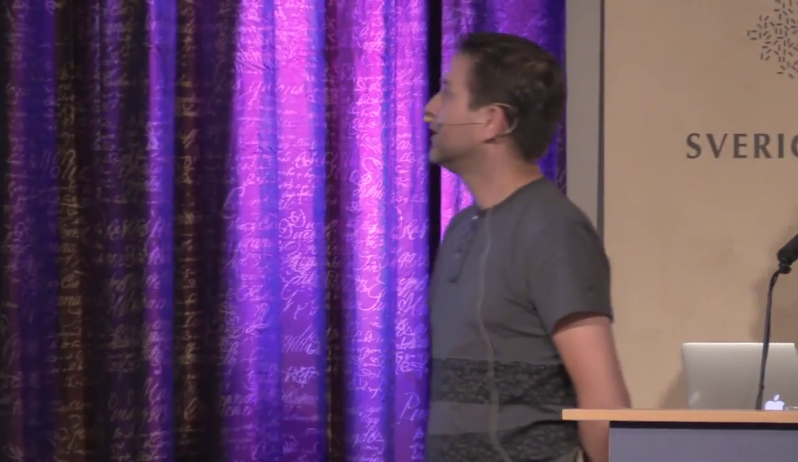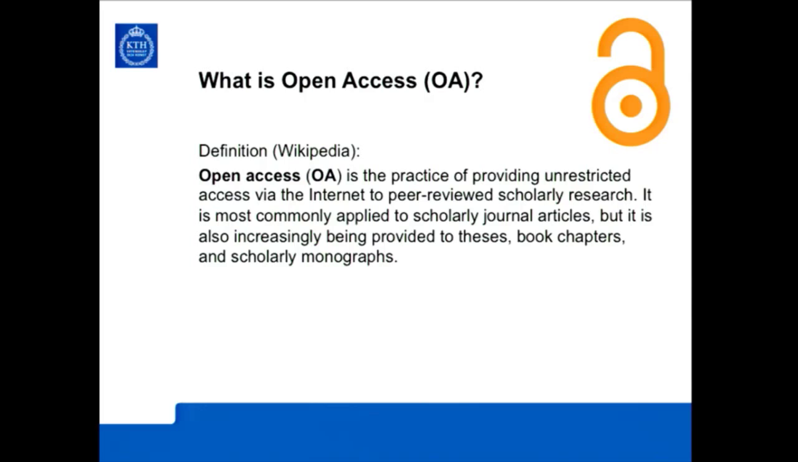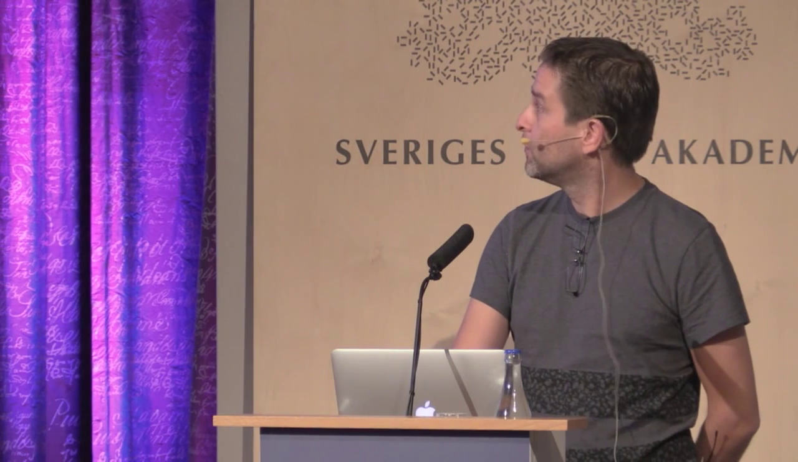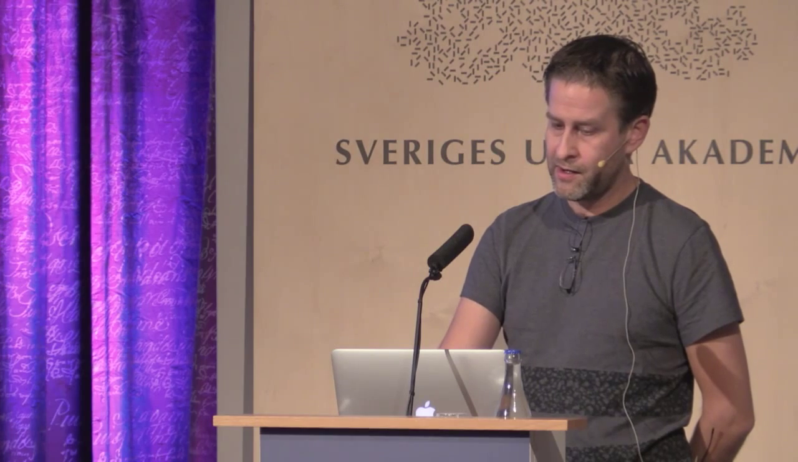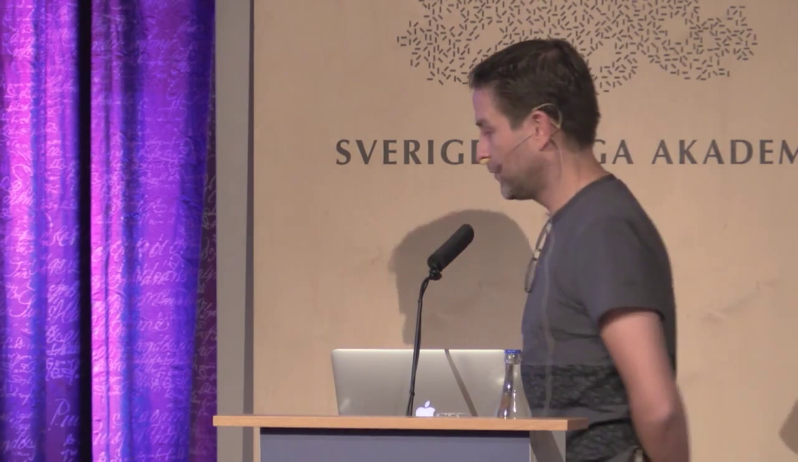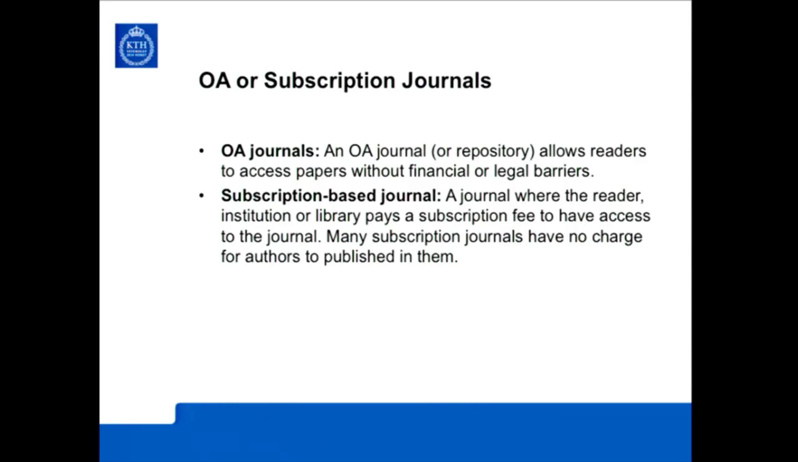Okay, so open access, we heard about that. So this is the definition on Wikipedia. Open access is the practice of providing unrestricted access via the internet to peer-reviewed scholarly research. It is most commonly applied to scholarly journal articles, as we have heard. But it is also increasingly being provided to theses, book chapters, and scholarly monographs. So free access to all these kinds of materials.